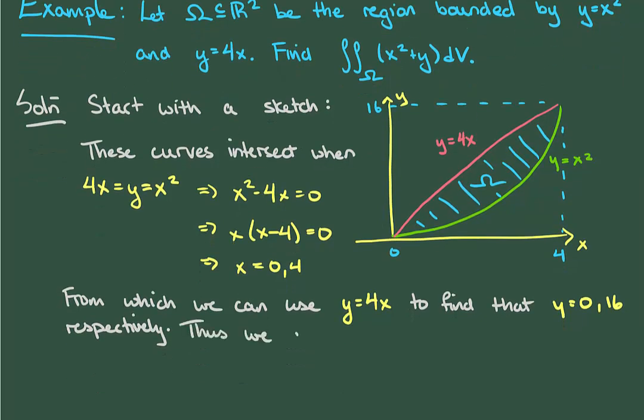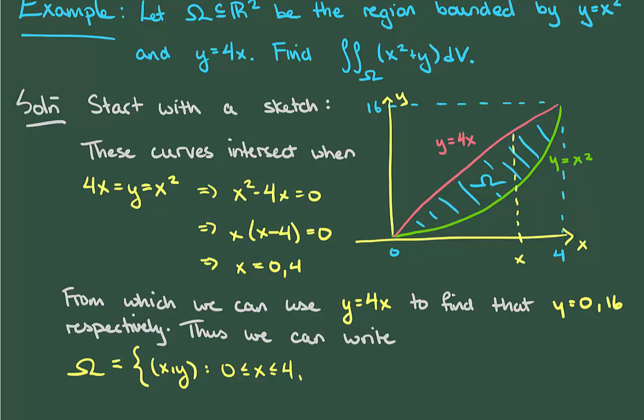Writing omega in our special form, we get that x then goes between 0 and 4. And to figure out what y does, I choose a random x and I take a walk in the positive y direction. The curve I see when I enter omega is the bottom curve, while the curve I see when I leave is the top curve. I see x squared on my way in and 4x leaving, so this is the order of my bounds.